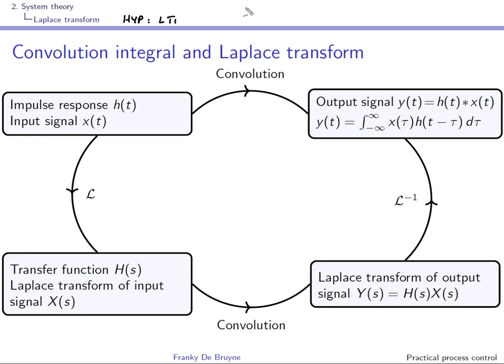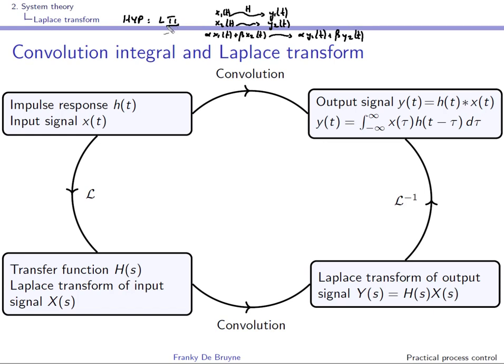This means that, for instance, if the system is subjected to an input x1 of t, and this produces y1 of t, and that if it is subjected to x2 of t, and it produces y2 of t, then by linearity, if you subject the system to a linear combination of these two signals, so alpha x1 plus beta x2, where alpha and beta are some real constants, well, then the output will be alpha y1 of t plus beta y2 of t, right? This is expressing linearity.